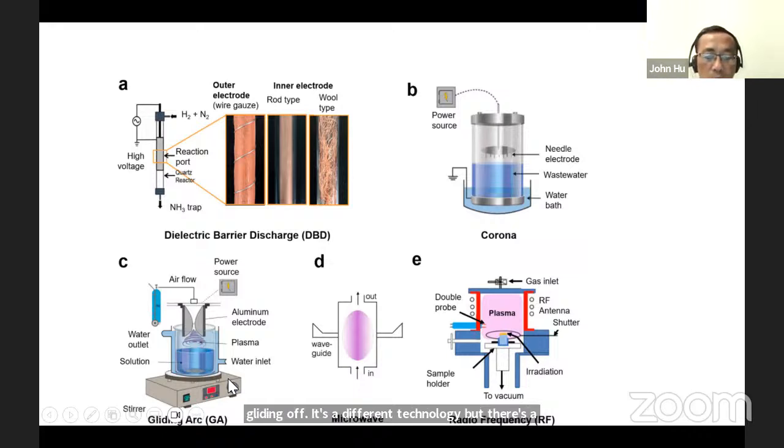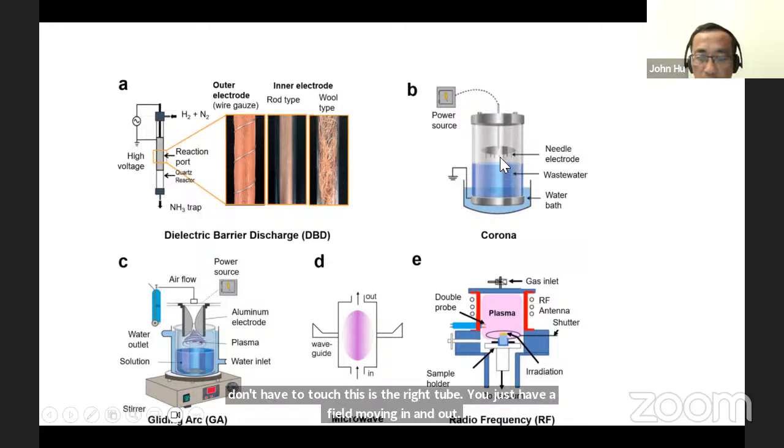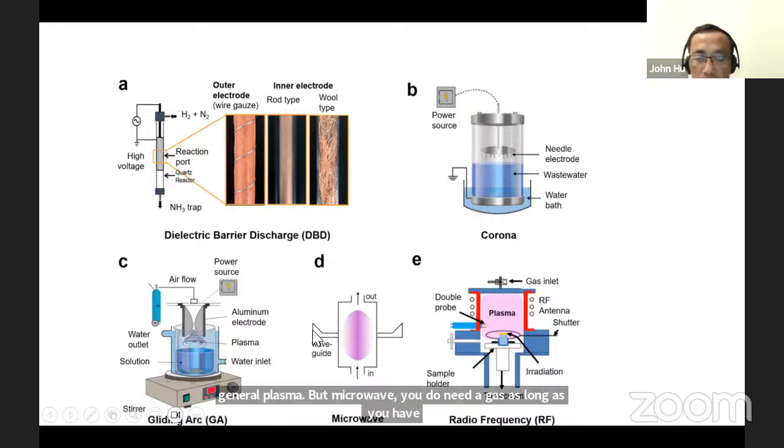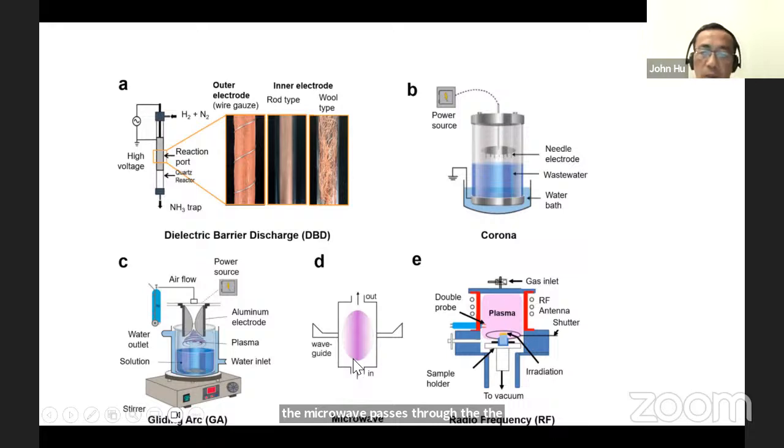So now here we are talking about microwave. Microwave is different. Basically you have an electromagnetic field moving around. You don't have to touch the reactor tube. You just have a field moving in and out. It's different from this one, where you have to have a gap to generate plasma. But with microwave you don't need a gap. As long as you have the microwave passing through what's called a cavity, you can generate the plasma.